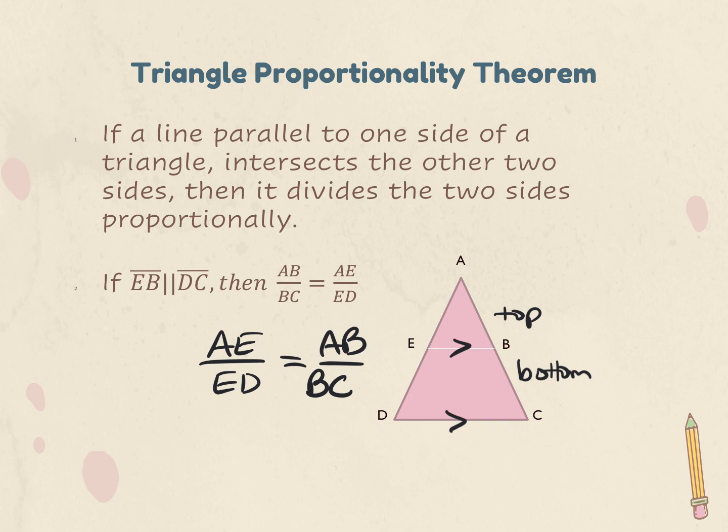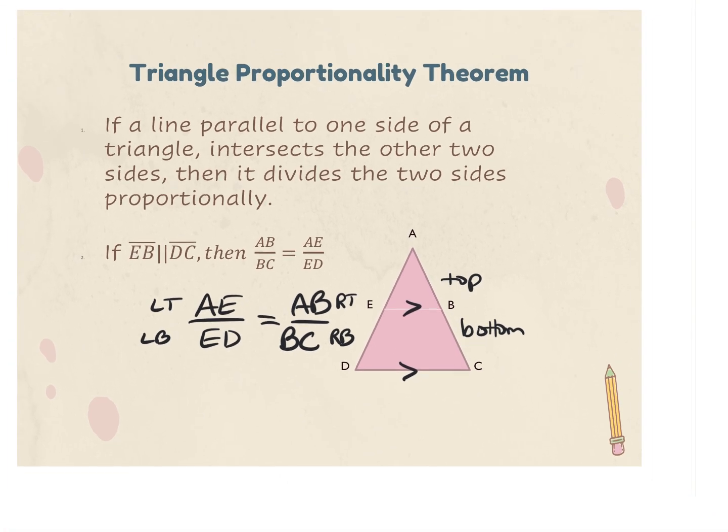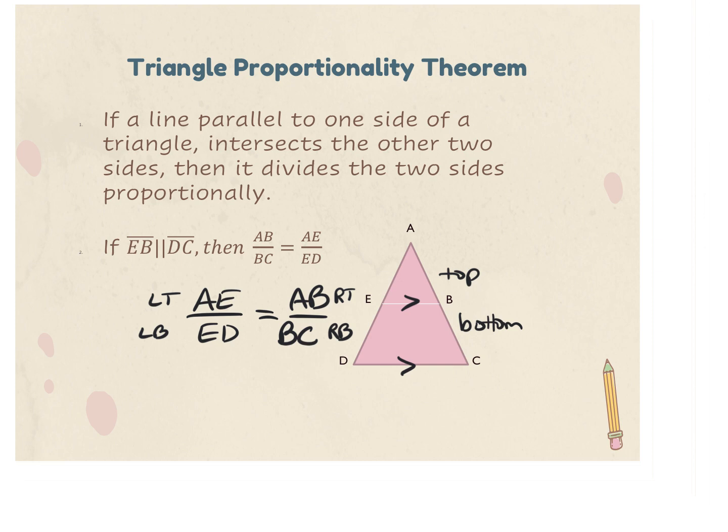So this was actually the left top over the left bottom, and this is the right top over the right bottom. So that's how they set it up, top over bottom. You could also set it up side to side as well. You would still get the same answer. Now, what you need to realize is these two triangles here, this top little one compared to the whole thing, these are two similar triangles.